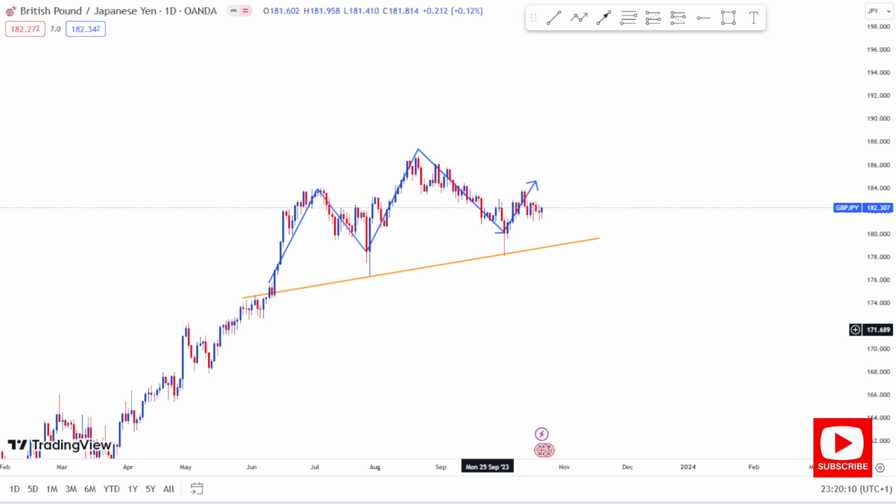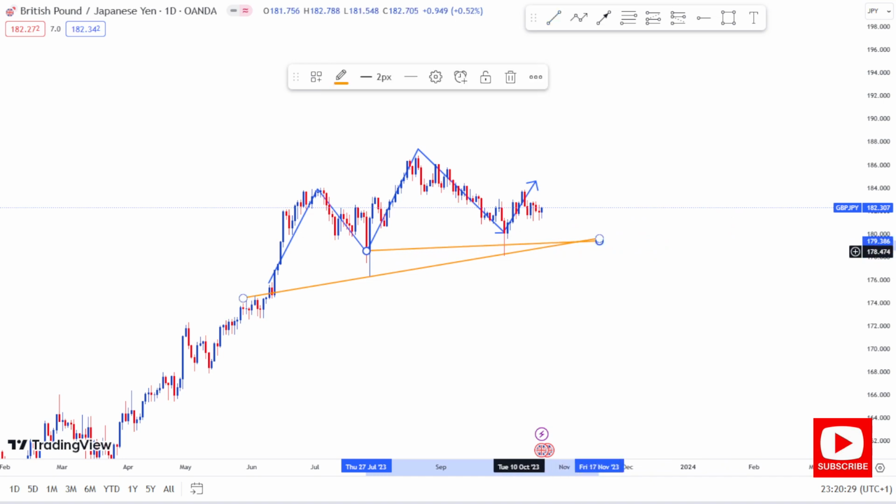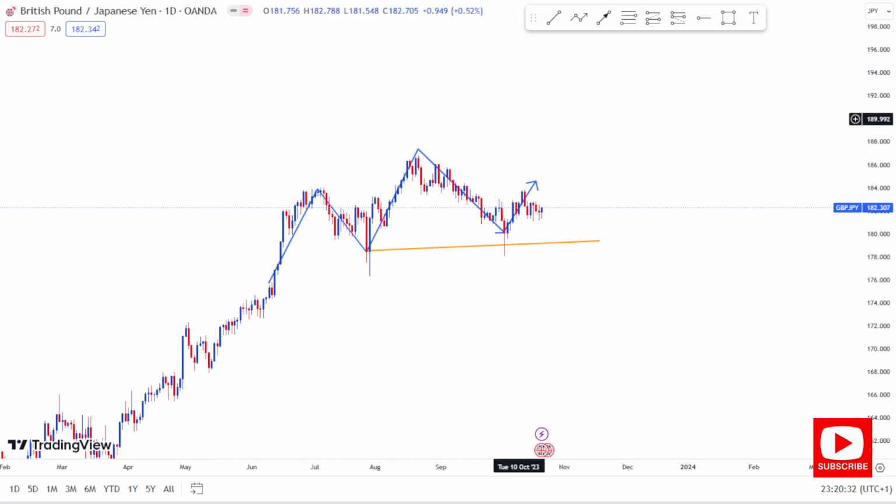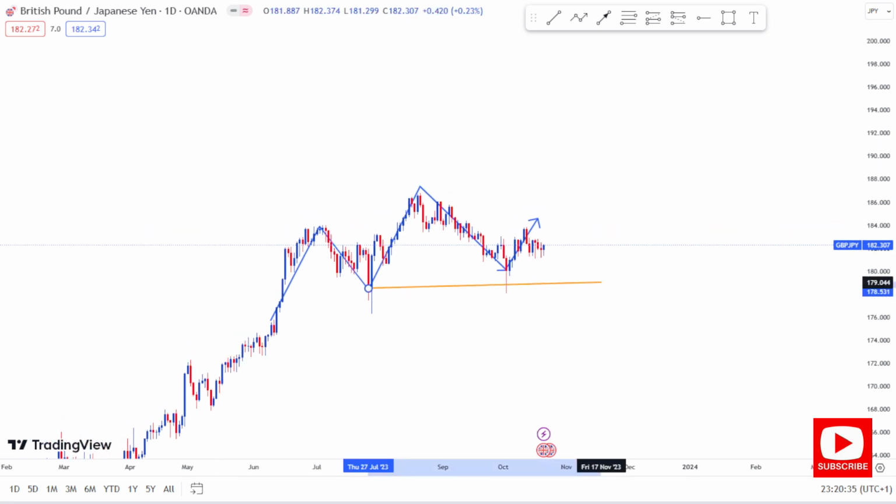So, okay, we know we are in an uptrend. So, the next thing we are meant to do is mark out our major low and our major high. So, this is our major low right here. I'm going to clear the trend line for now because we won't be using that for now. So, this is our major low. And we have our major high right here.